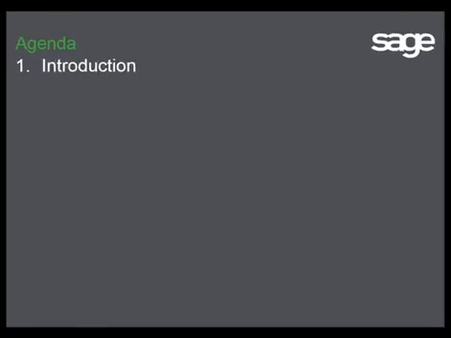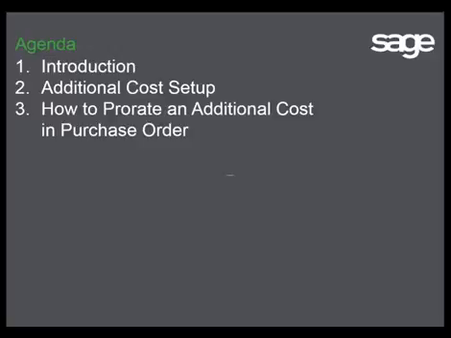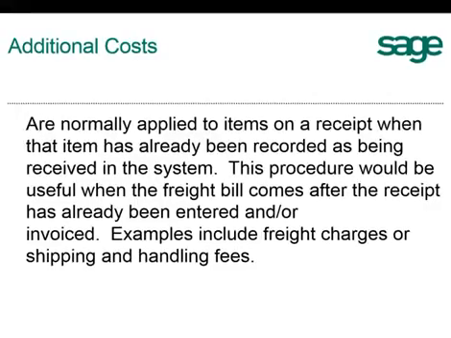In this video, we'll explain what is an additional cost, go through setting up an additional cost, then we will show you how to prorate an additional cost in purchase order. Additional costs are normally applied to items on receipt when that item has already been recorded as being received in the system. This procedure would be useful when the freight bill comes after the receipt has already been entered and/or invoiced. Examples include freight charges or shipping and handling fees.